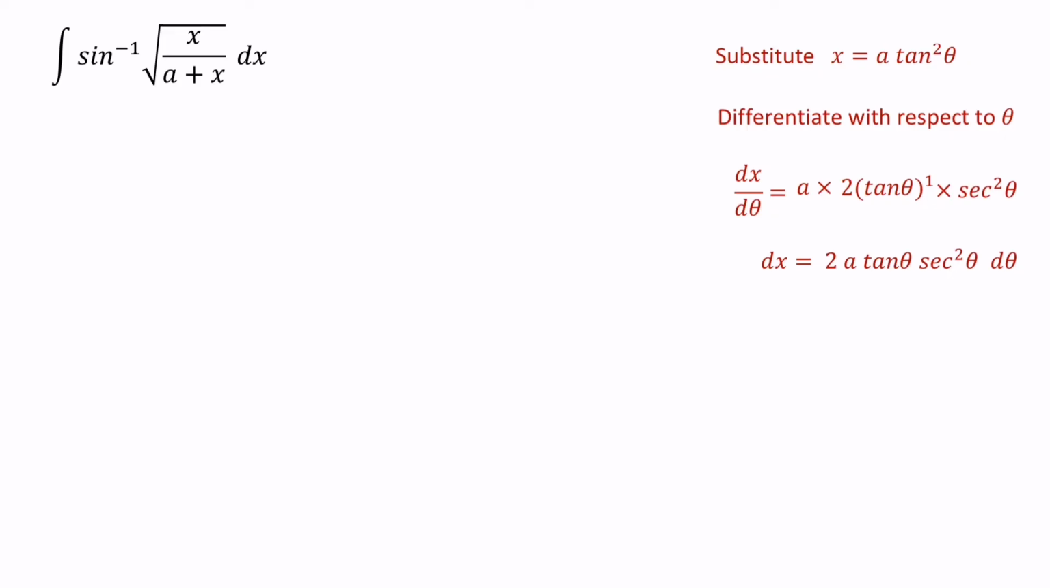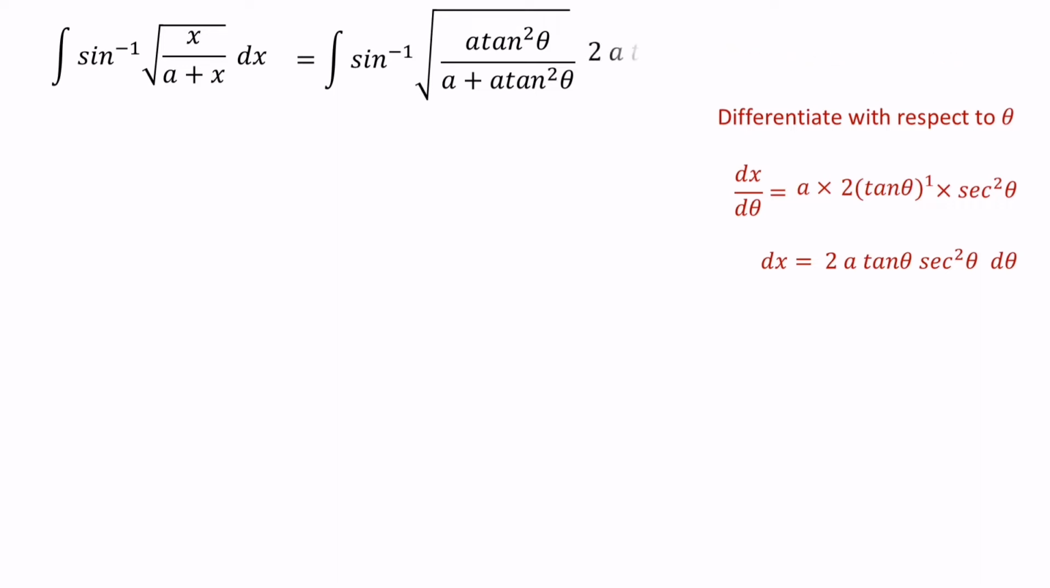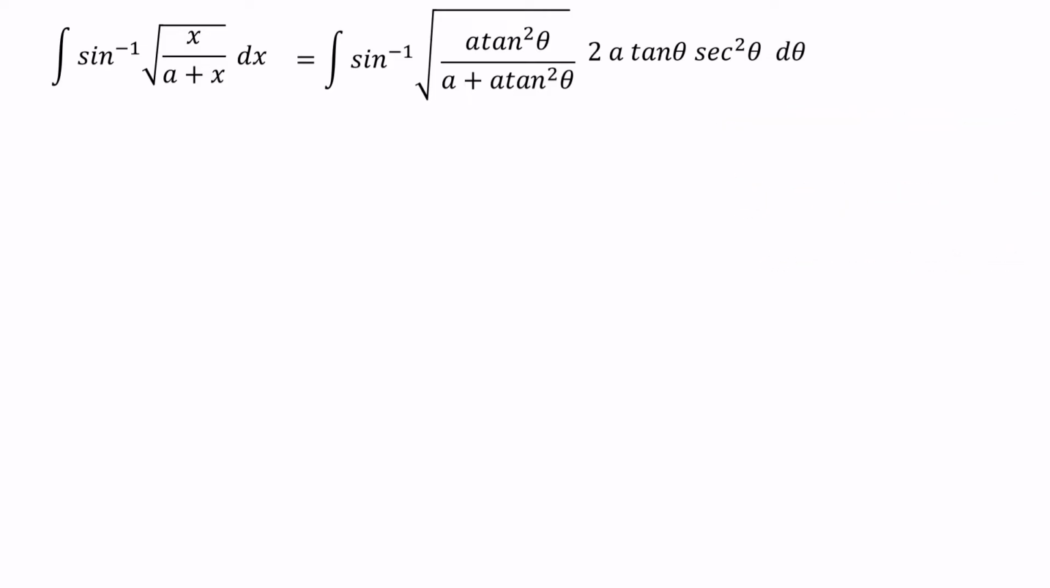Let's move to the integration part. Integral sin inverse square root, instead of the x value we can substitute a tan squared theta. Instead of the dx value we can substitute 2a tan theta sec squared theta into d theta. We know 2a is a constant term, so we can bring 2a outside of the integral. Then we can write 2a integral sin inverse square root a tan squared theta.